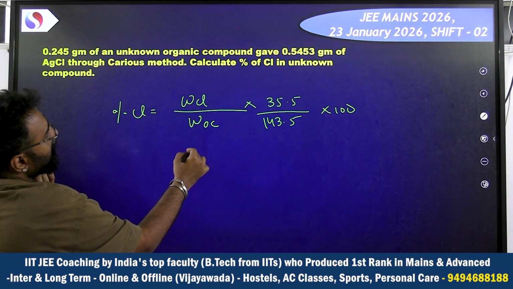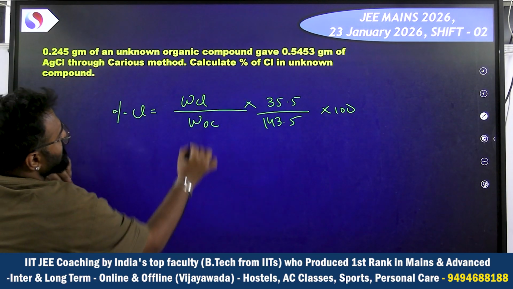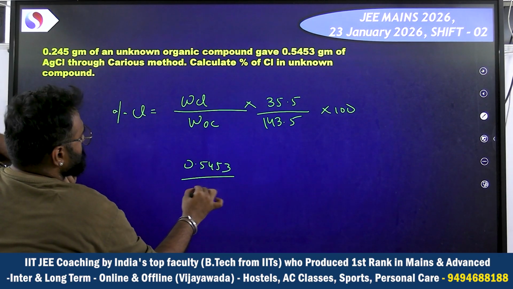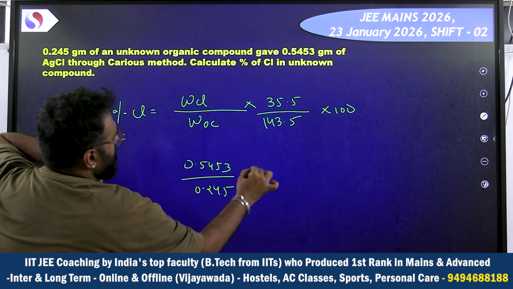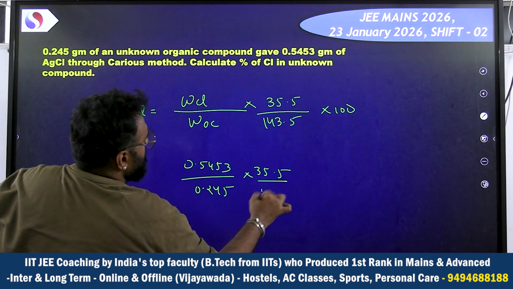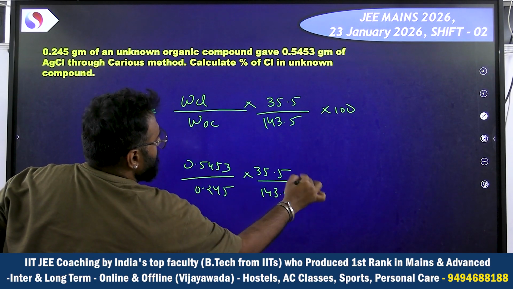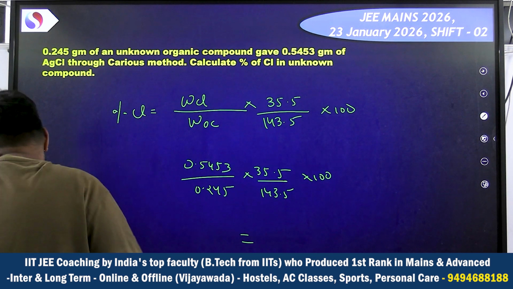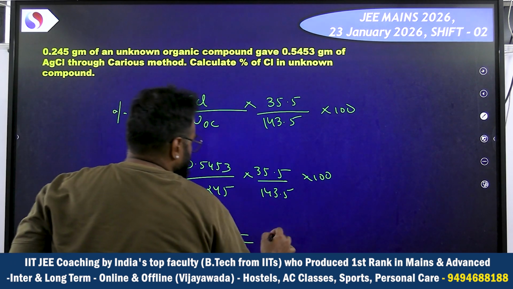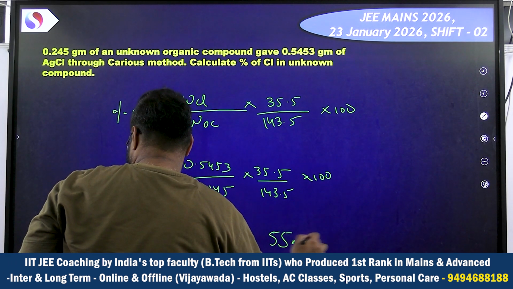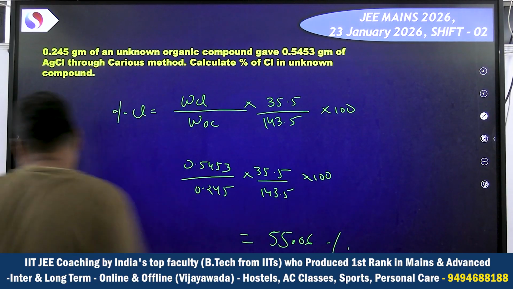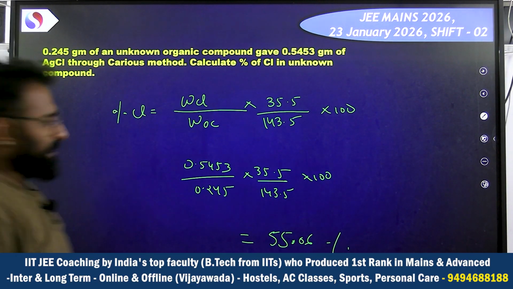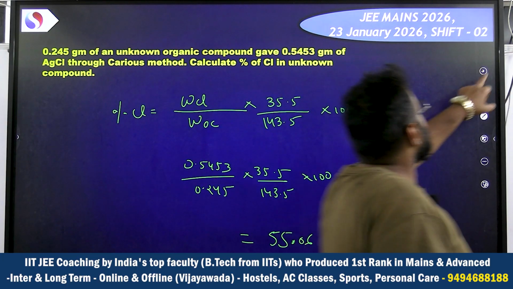What is the product of AgCl? 0.5453 upon 0.245 into 35.5 upon 143.5 into 100. So we have calculated this. After calculation, the percentage chlorine will be 55.06%. Carius method. Next.